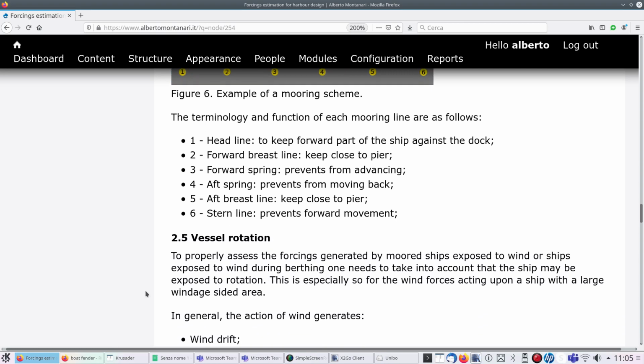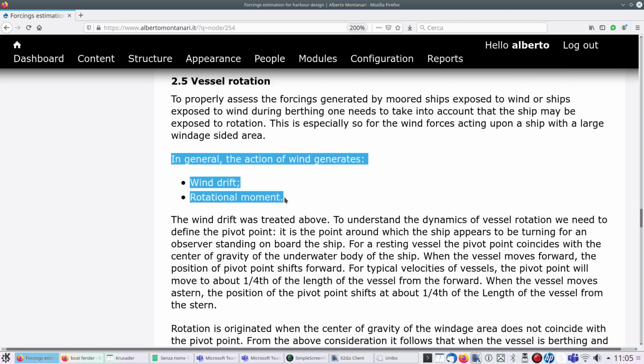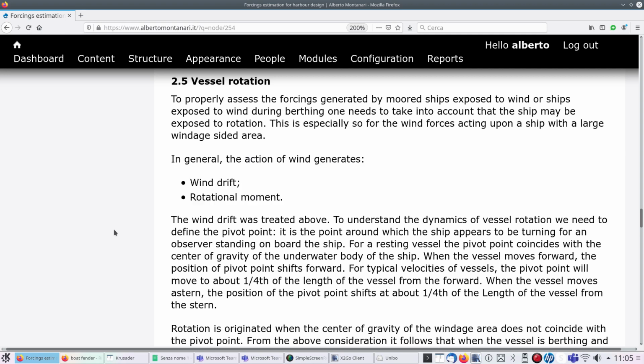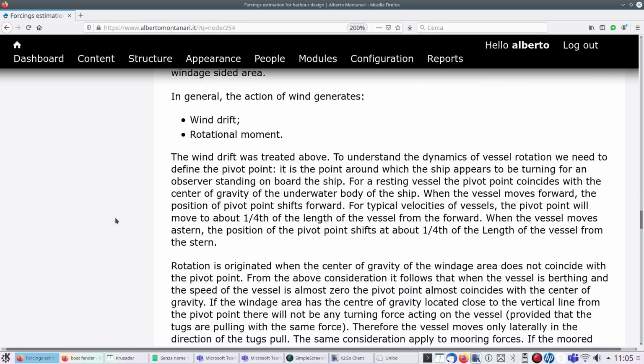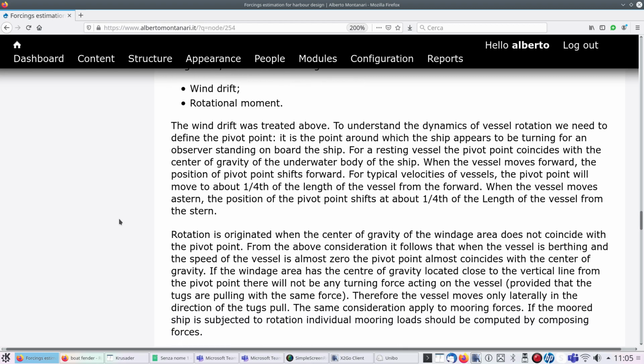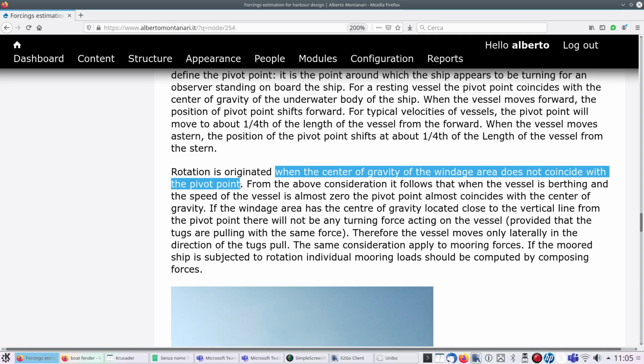Okay, and now we are talking about rotation. In general, the action of wind generates, as I just said, wind drift and rotational moment. And in order to understand rotation, we have to discuss how a ship rotates. And when is rotation originated? When the center of gravity of the windage area does not coincide with the pivot point. What is the pivot point? Okay.